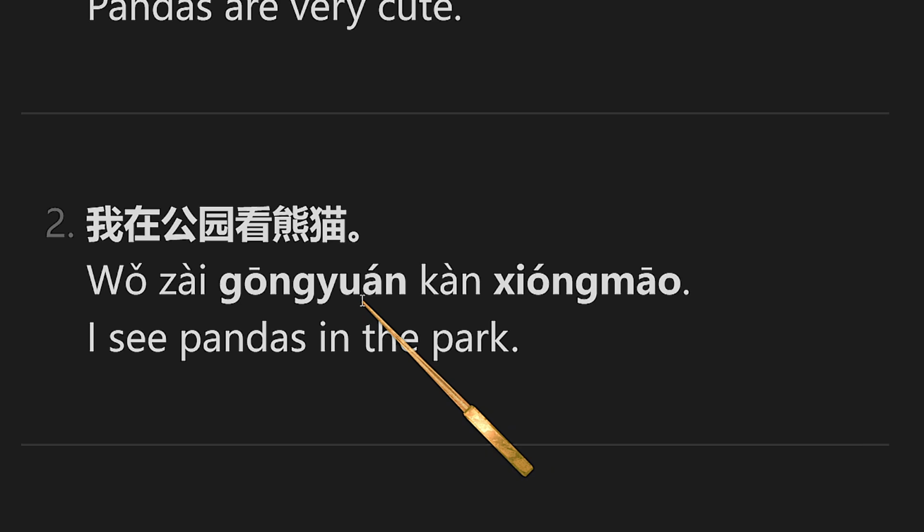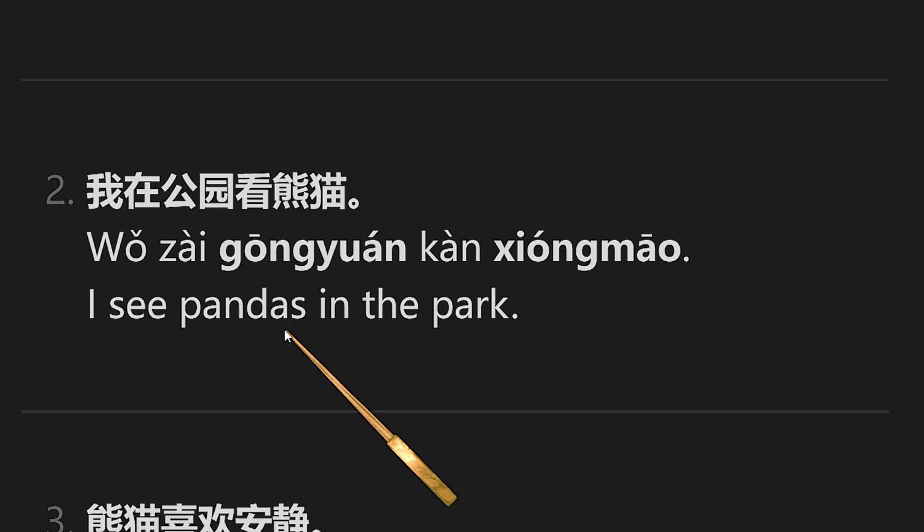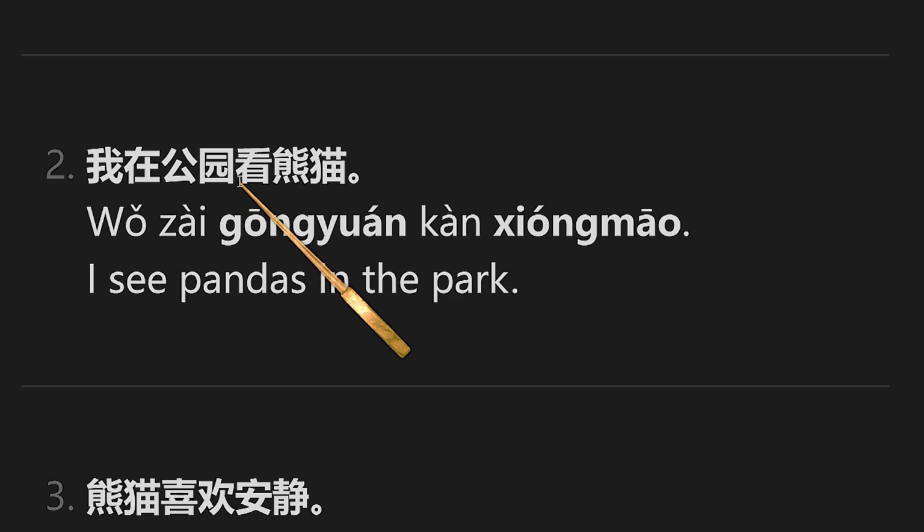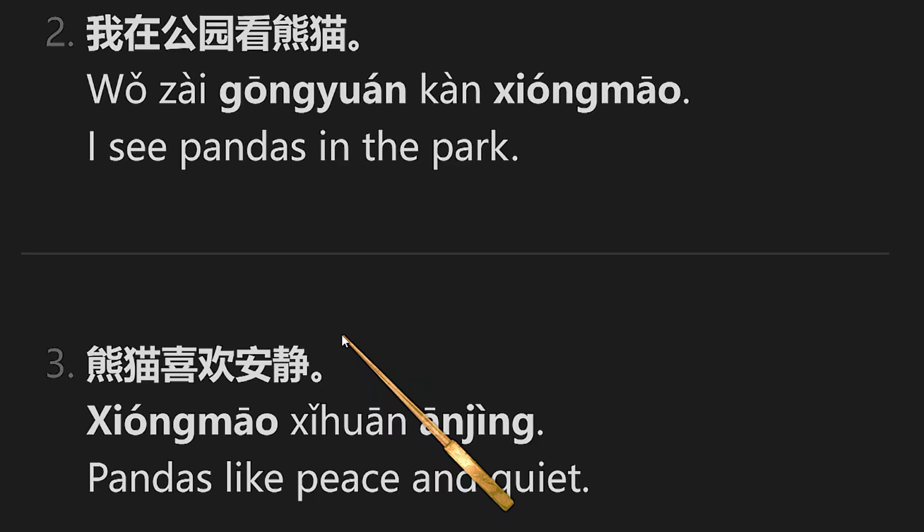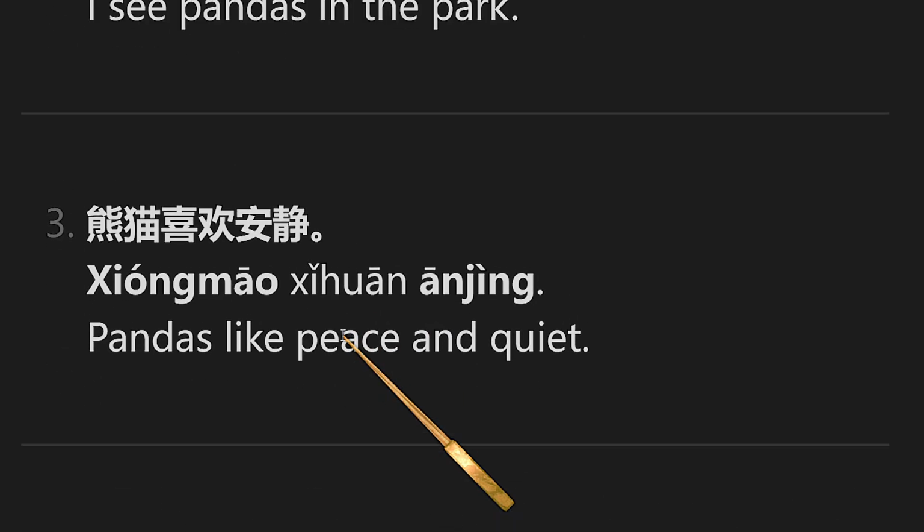Next one. I see pandas in the park. 我在公园看熊猫. 我在, I am at. 在什么的公园, at the park. 在公园看, to look at something or to see something. 熊猫, panda. So I see pandas in the park. 我在公园看熊猫.